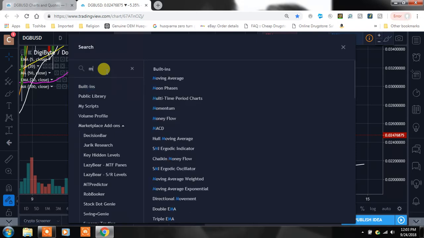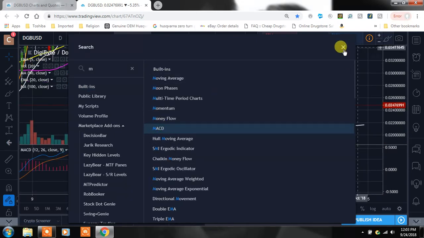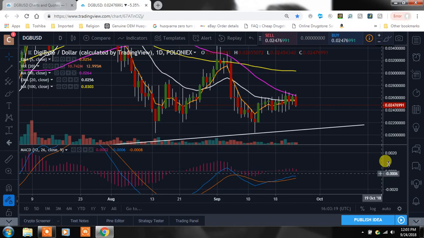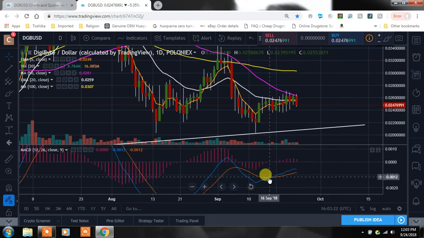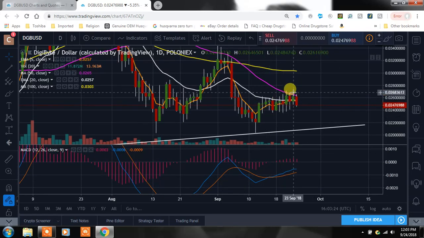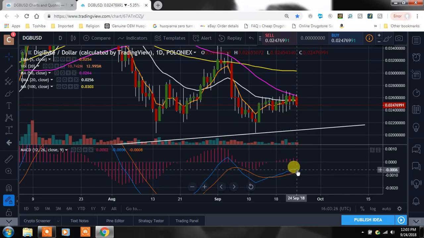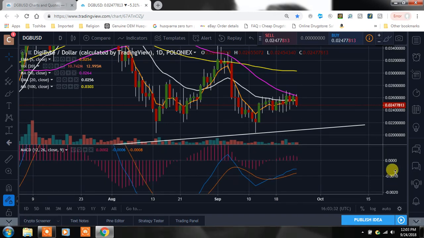So MACD next. I always like to look at that, especially on the daily. So MACD on the daily, we did have our crossover, and you can see where it crossed right here, guys, and we had that little bit of a run after that. But you can see we're starting to flatten out, and this is actually starting to point down a little bit, and the histogram's starting to tick down a little bit. So we have a little bit of that bearish divergence there that's taking place.